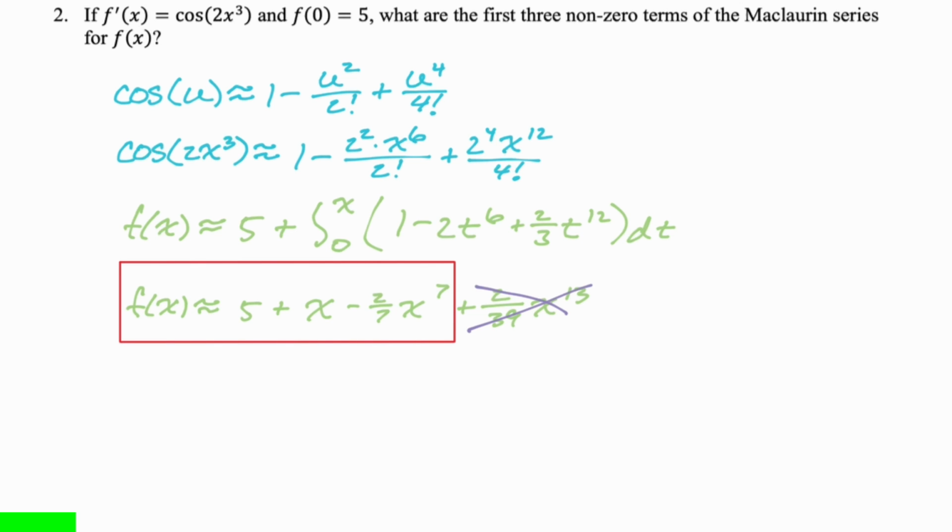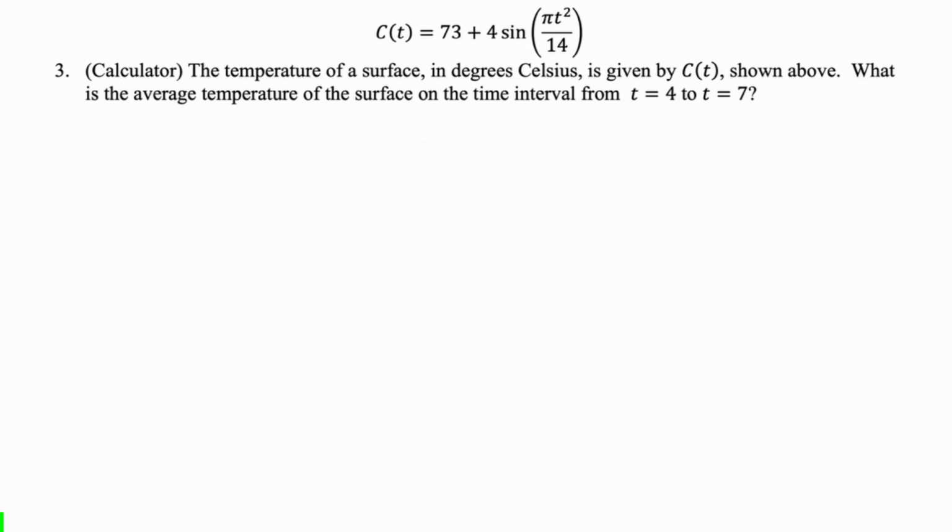That's how you want to accomplish these problems. Use the series that you memorize: sine, cosine, e to the x, 1 over 1 minus x. Write your series, then multiply by whatever you need to, get your answer. You can integrate it, you can take a derivative. All right, let's take a look at the next one.